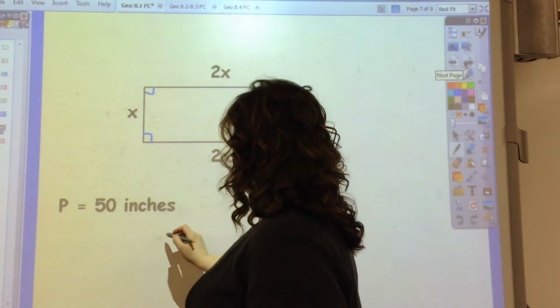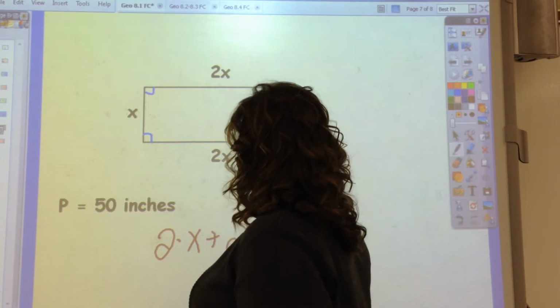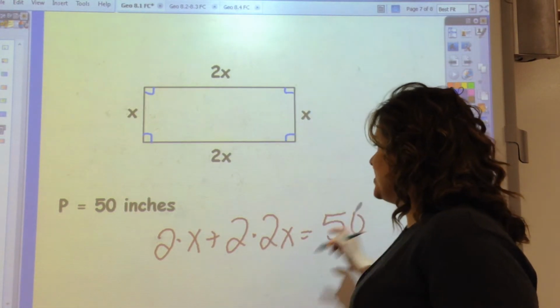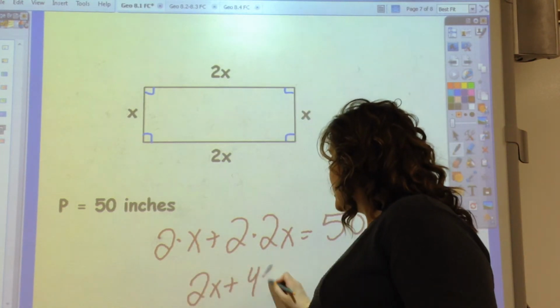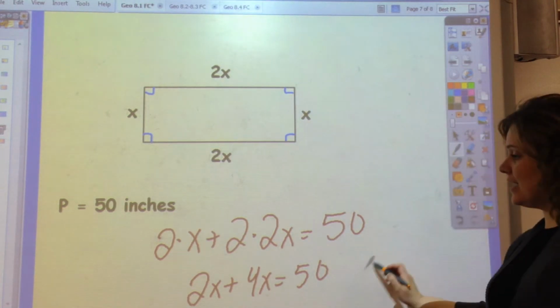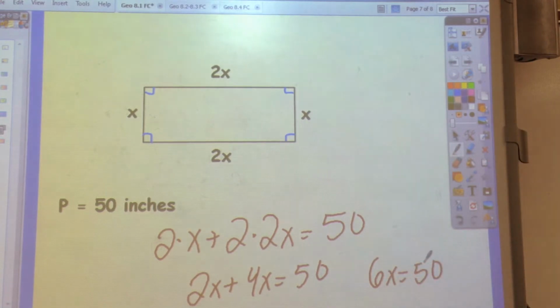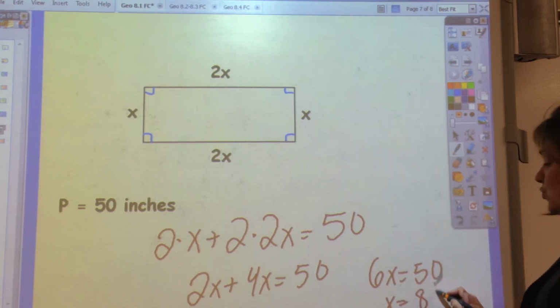All right? And let's find the value of x if my perimeter is 50 inches. So I'm going to have 2 times x plus 2 times 2x, and it should equal 50. When I multiply these together, I get 2x plus 4x equals 50. And when I add my x's together, I get 6x equals 50. If I divide both sides by 6, 50 divided by 6 is 8 and 1/3.